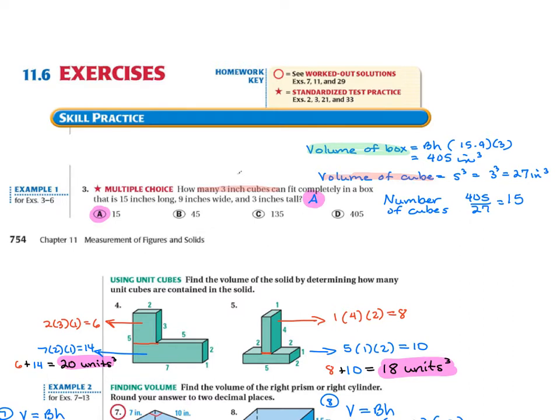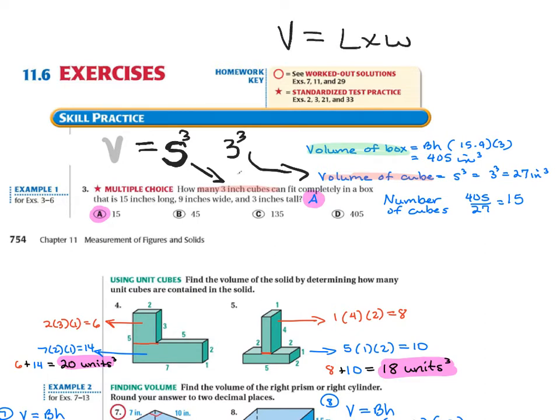So a shortcut formula for volume of a cube is just side to the third power. So my side length of my cube was 3, and this is an S, not a 5, is 3 to the third power, and that's how I get 27. The volume of the box, you're going to multiply area of the base times how tall it is, or if you recall from middle school, volume of a rectangular prism is just length times width times height. So you multiply 15 times 9 times 3, and that's how we get the 405. So now to figure out how many cubes were in there, we have to divide those, and that's how we get 15.